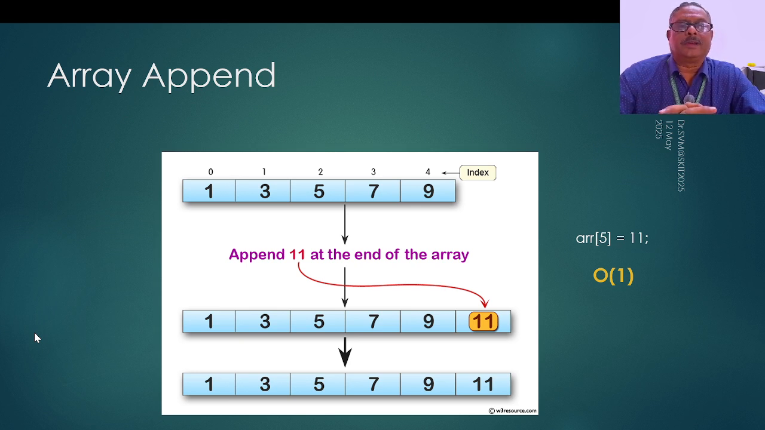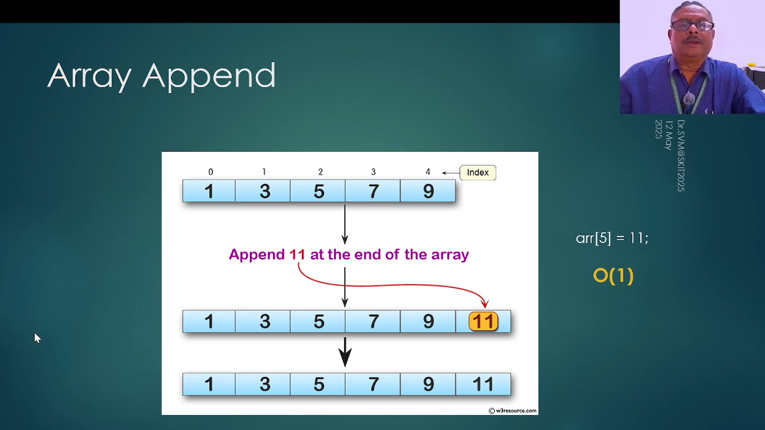So I just verify whether the array is full or not. If it is not full, then this 4 is incremented by 1 and we get a 5. And with the index 5, we assign a new value, say 11, at ARR square bracket 5, we assign a value 11. So this 11 gets appended at the end of the array, and now the array looks something like this.